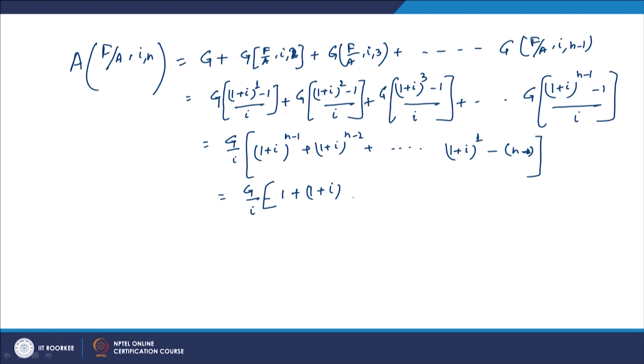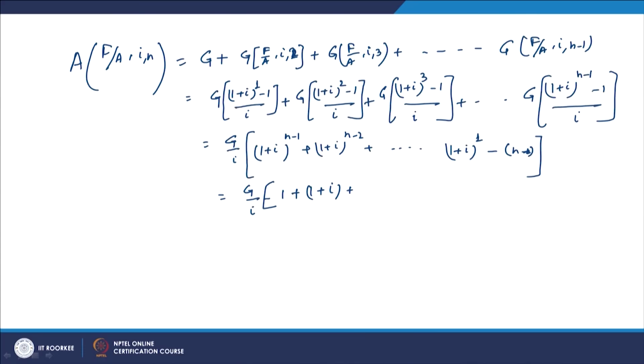So, 1 plus I, and it will be similar. There are n minus 1 terms basically. So, we have n minus 1 here, and this 1 will be added. So, 1 plus I plus (1+I) squared, and it will go up to (1+I) raised to the power n minus 1. Then you will have minus n G by I. So, this n will be taken out, and it will be n G upon I.